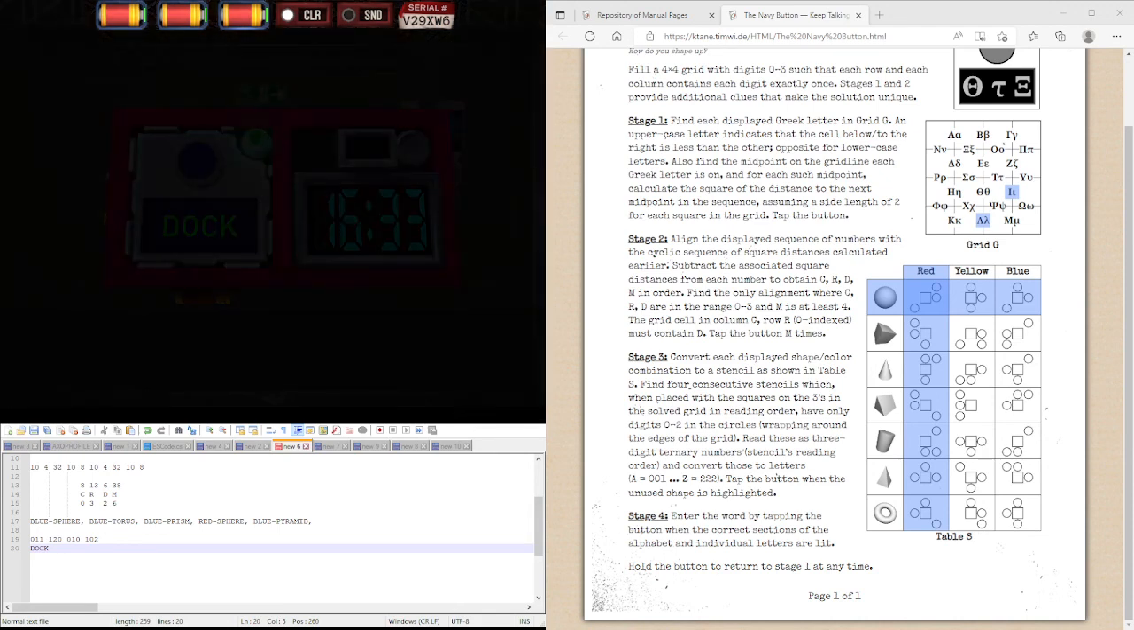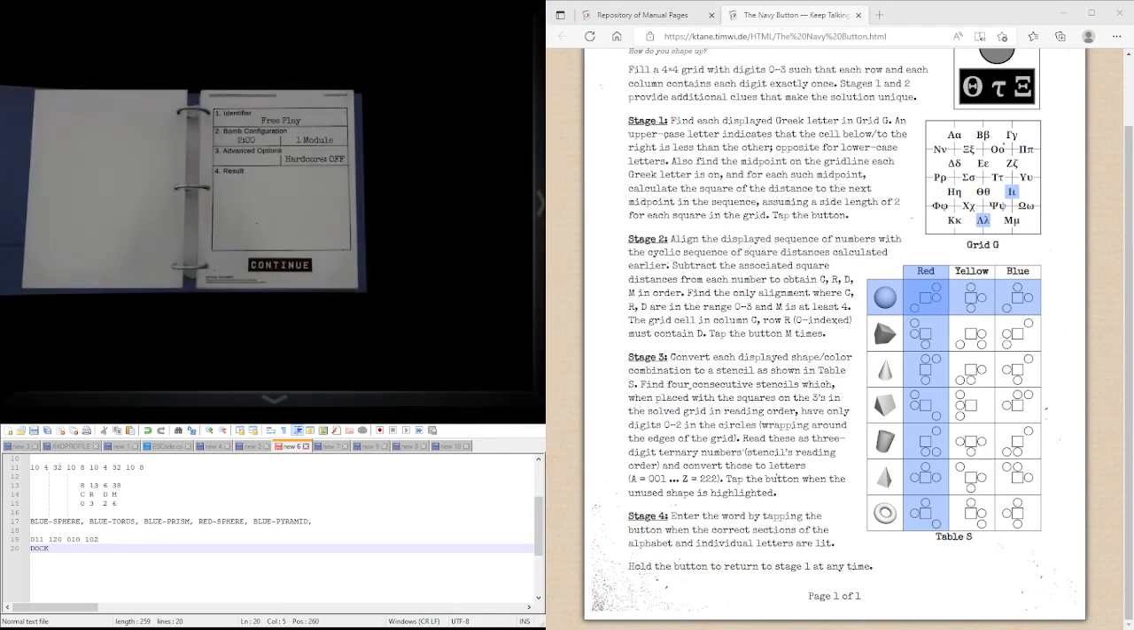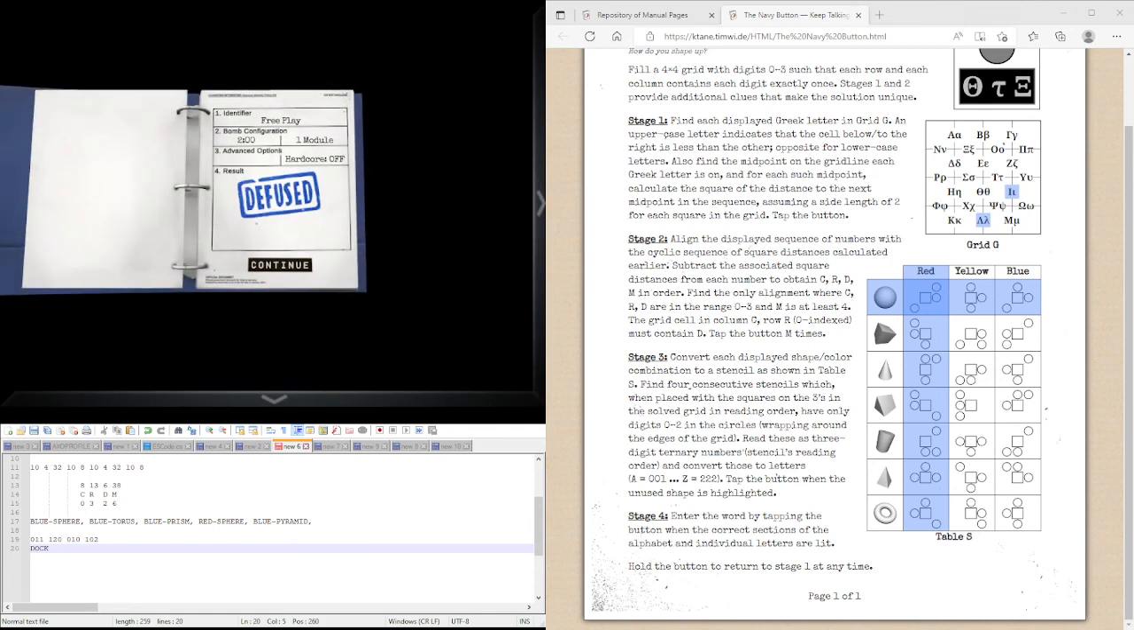So that is Navy Button. Admittedly, it is a bit harder than both Azure and Blue Button, but hopefully you understand how Navy Button works now.